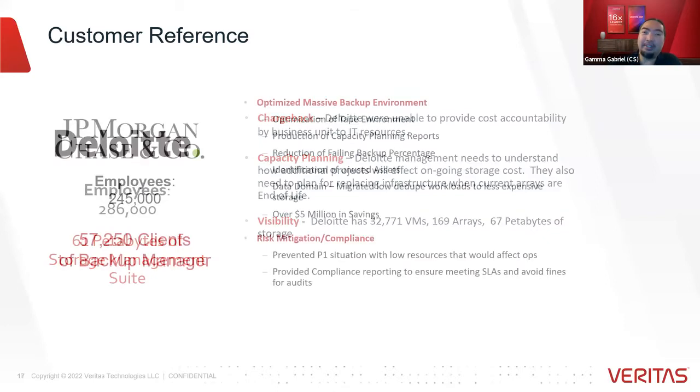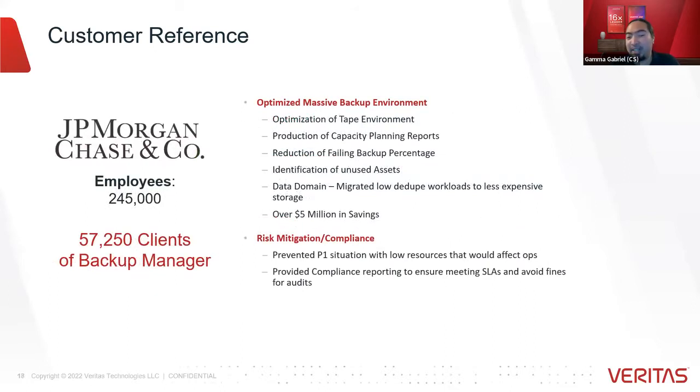All right. So for JP Morgan Chase, this is specifically from the backup perspective. They want to optimize their tape environment. They also wanted to identify unused assets, which is particularly common in the cloud, wherein the instance is left there and then it has been running for several months with no one using it. So that's one of the things. And they were able to gain over $5 million in savings because of the reallocation of the storage. Instead of buying new additional capacity, they were able to reallocate and maximize.